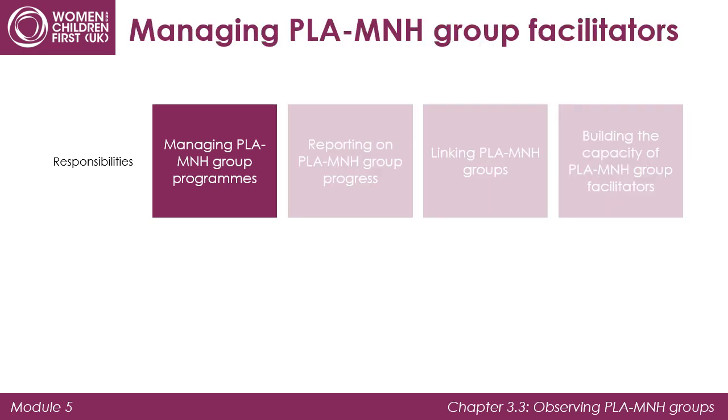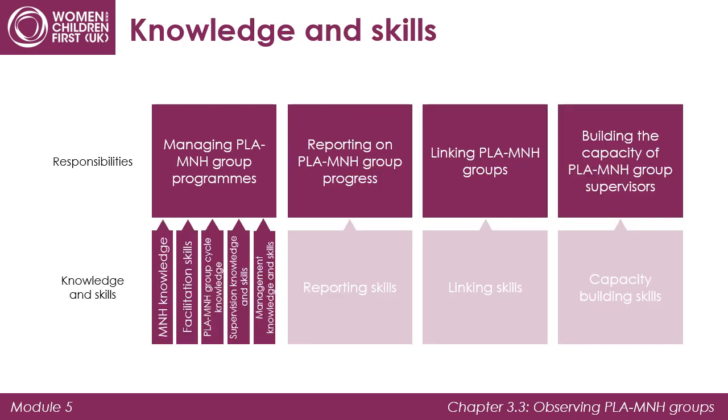In Chapter 3, we are concerned specifically with building capacities in relation to the first responsibility, managing PLA-MNH group programs. There are 5 knowledge and skill areas that are critical for PLA-MNH group managers to deliver this responsibility effectively. You can see them on the screen now. They are MNH knowledge, facilitation skills, knowledge of the PLA-MNH group action cycle, supervision knowledge and skills, and management knowledge and skills. The first 3 areas have been covered in detail in Module 3, Chapter 4. The 4th area has already been covered in detail in Module 4. Please refer to Chapter 3.2.